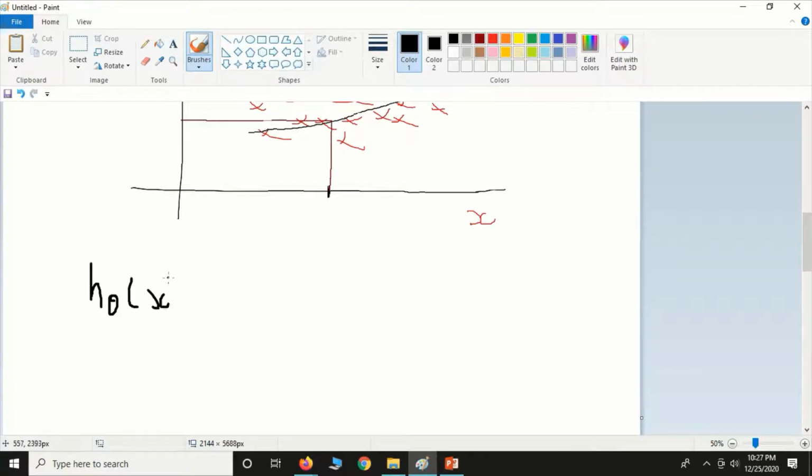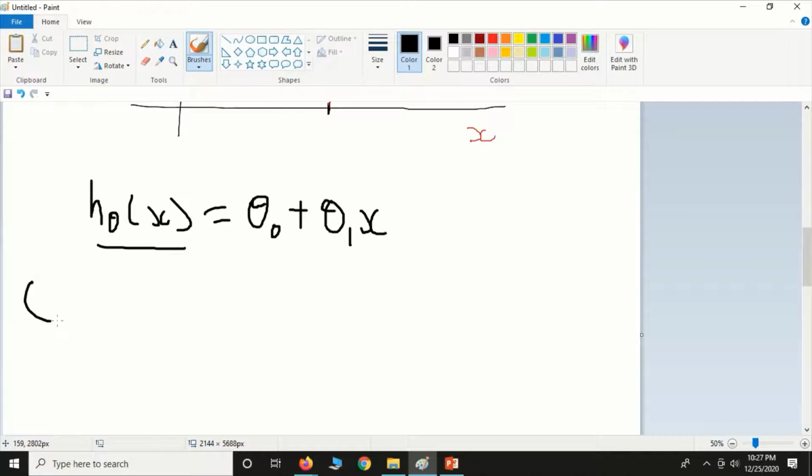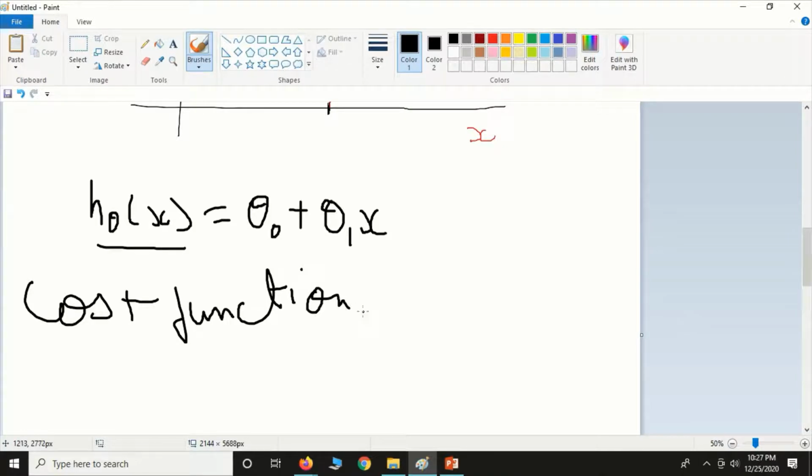Linear model is h theta of x equal to theta 0 plus theta 1 x. This is the linear model. h theta x is the hypothesis. h theta x is also called the prediction.